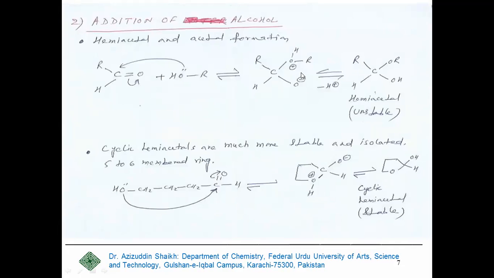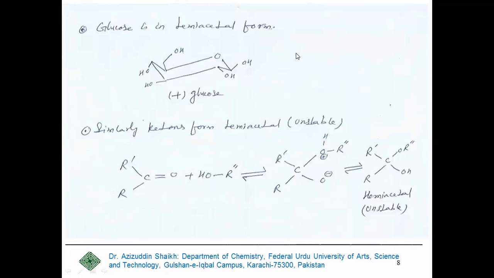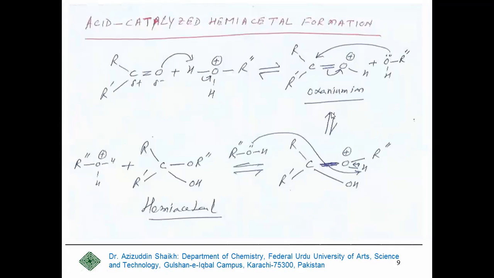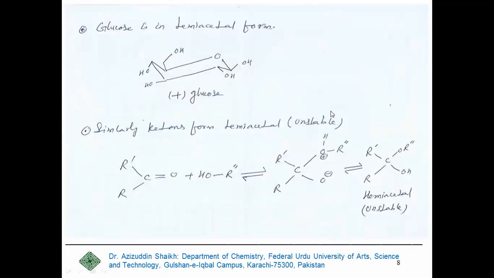Glucose is in hemiacetal form. This is the glucose. It is in hemiacetal form. Why? Because this carbon, this is the carbonyl carbon. The OH is attached and OR is attached. एक OH लगा हुआ है, this is carbonyl carbon aldehyde.